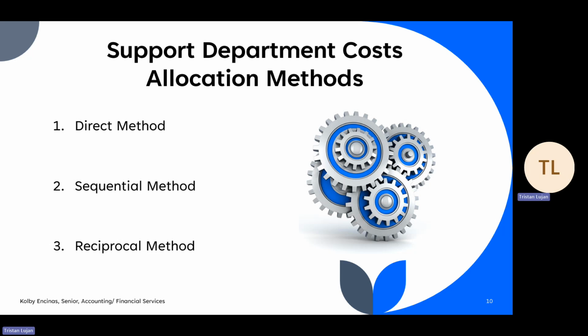I'll be going over support department cost allocation methods. So when companies are determining which support department cost allocation method to use, they must determine the extent of the support department and its interactions, as well as weigh out the costs and benefits associated with the three methods, which are the direct method, the sequential method, and the reciprocal method.